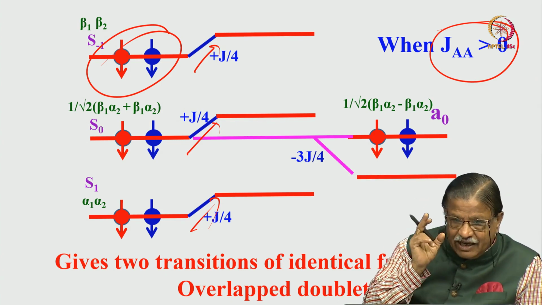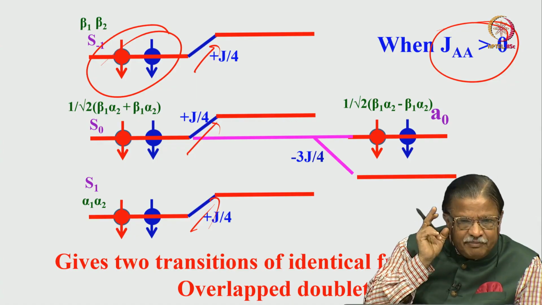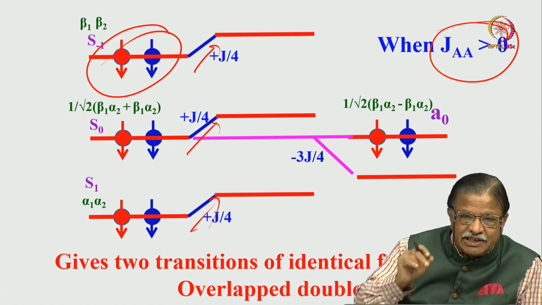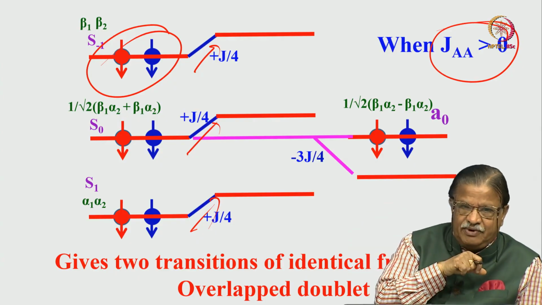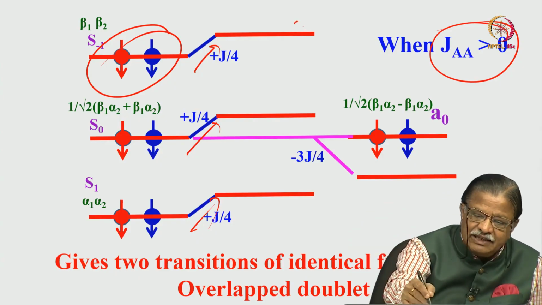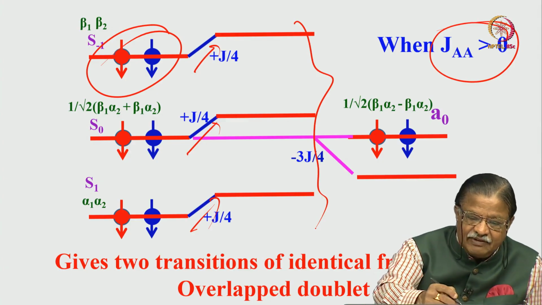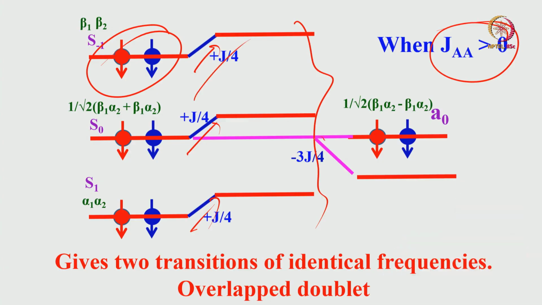Remember, in the case of AX, alpha alpha and beta beta states shifted up by J by 4, alpha beta and beta alpha states both shifted down by J by 4, whereas in this example all the 3 symmetric states are shifted up by J by 4, and the antisymmetric state will come down by minus 3J by 4. This is an important thing, how you get it we can work out mathematically, quantum mechanically. I am not going into the details of that, just for you to understand what is happening when there is a coupling and there is no coupling, how many peaks you are going to get.